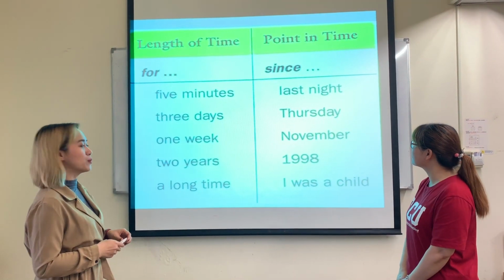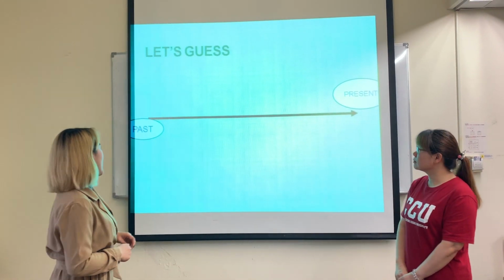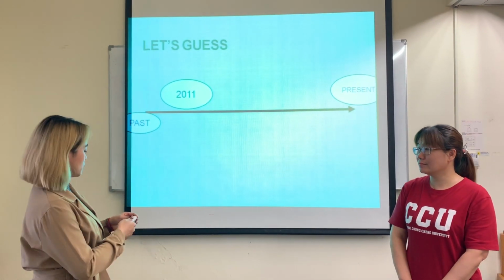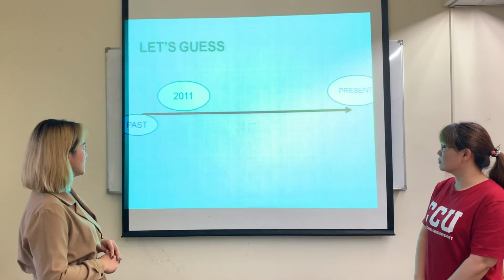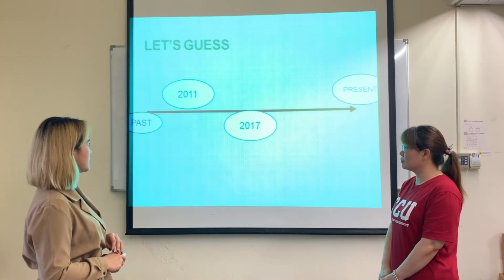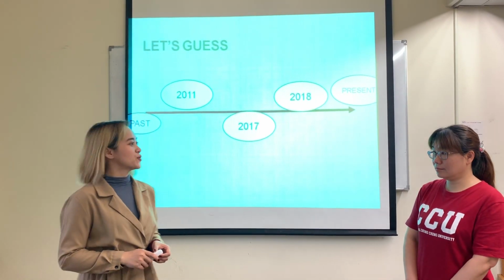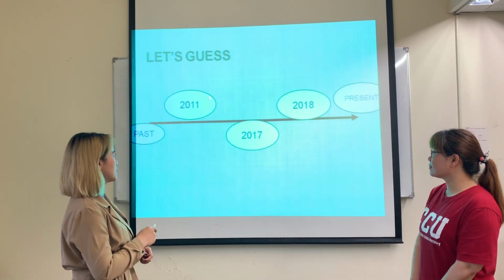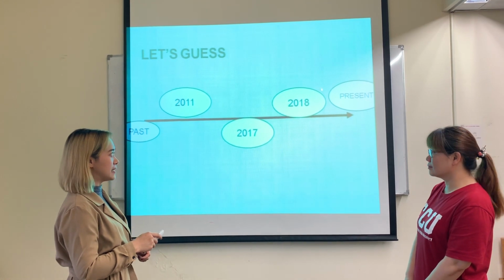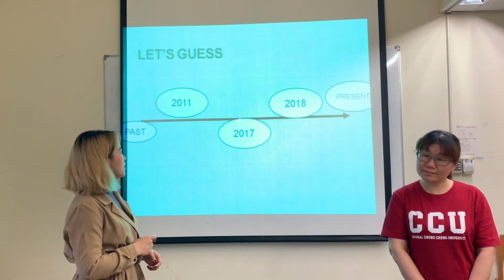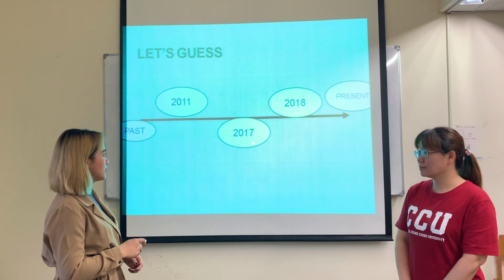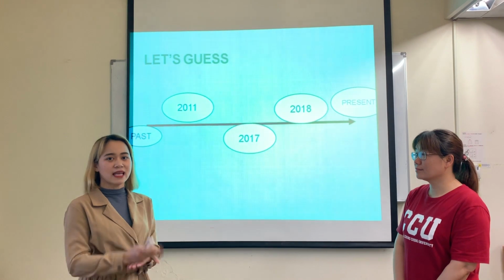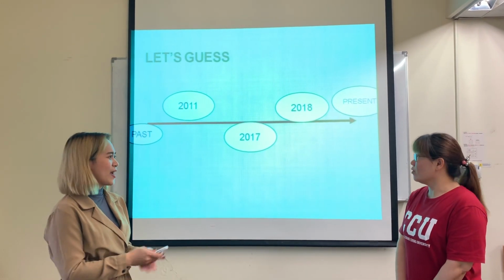Correct. Okay, so now we move to the next part. I have a timeline here. It's my timeline, and I have 3 years: 2011, 2017, and 2018. You, Steffi, and you guys have to make two sentences for 2011 and 2018 in the present perfect. And for 2017, you have to make a sentence about teacher Kate in the past simple. Okay, are you ready?